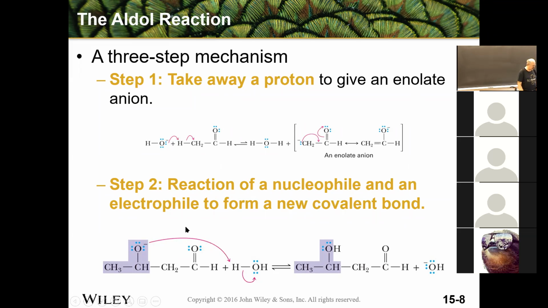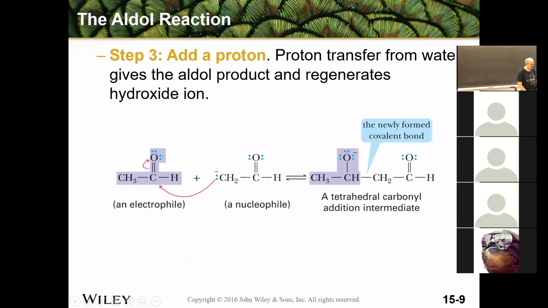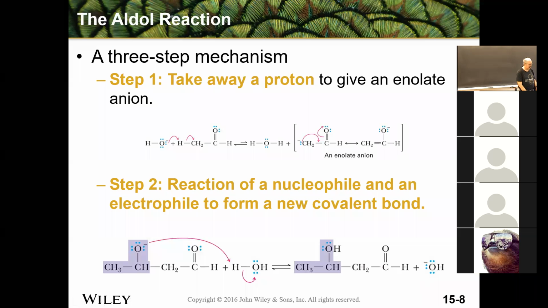Okay, but when it is formed, what will happen is that it will attack a carbonyl to form a new covalent bond. And then the third step is protonation of the alkoxide to give an alcohol. Okay, and these PowerPoint slides are mixed up. This should actually be the second step. Okay, so our final product is this aldol.